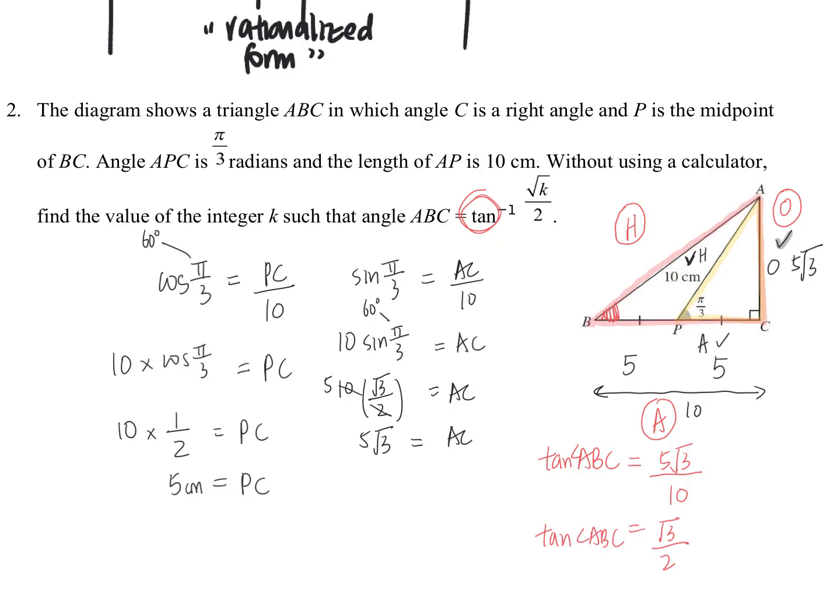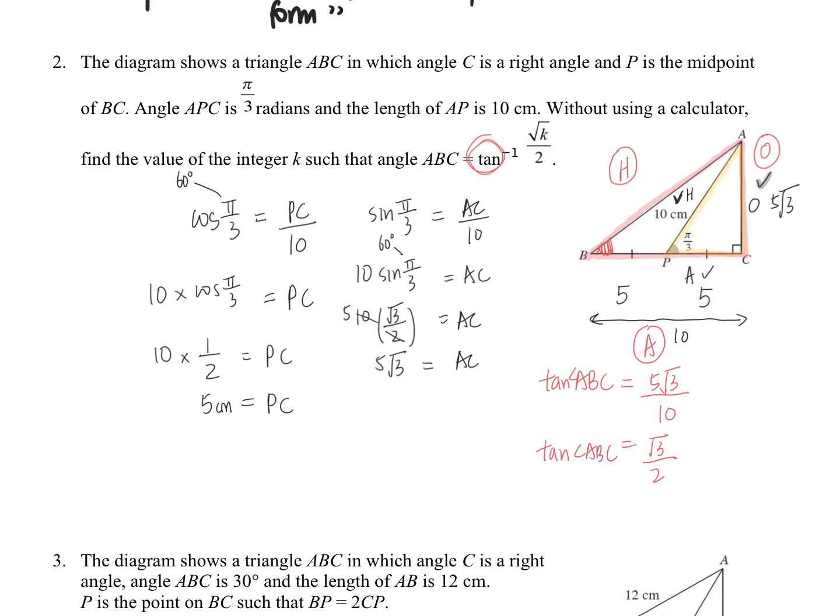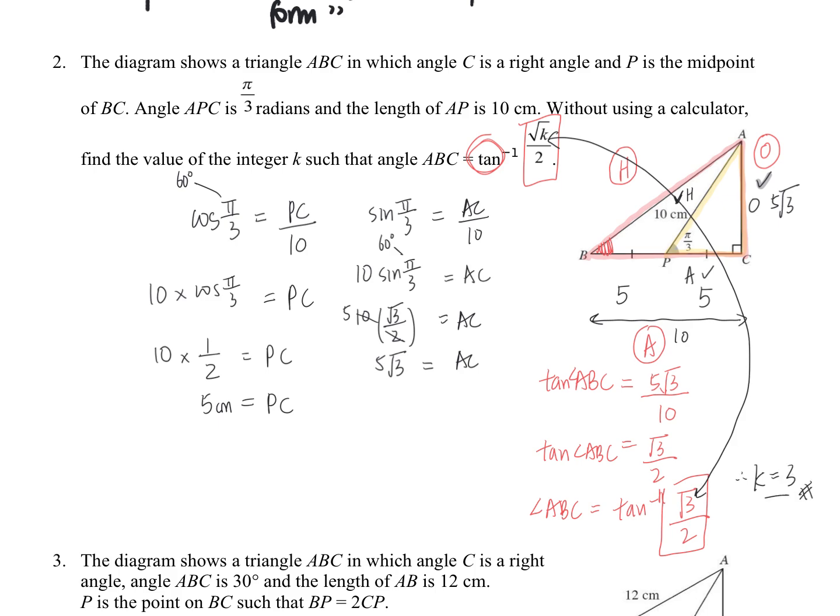So they say, can you find the value of the integer k? If you take an inverse of tangent, what is the k value if you compare with this? I'm reminded again that this is A. This is 3. So therefore k is just 3. Okay?